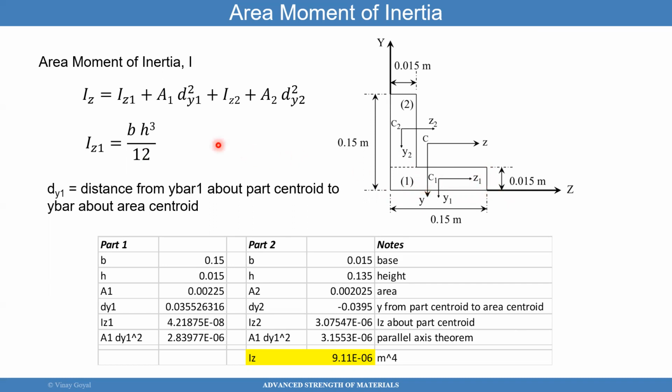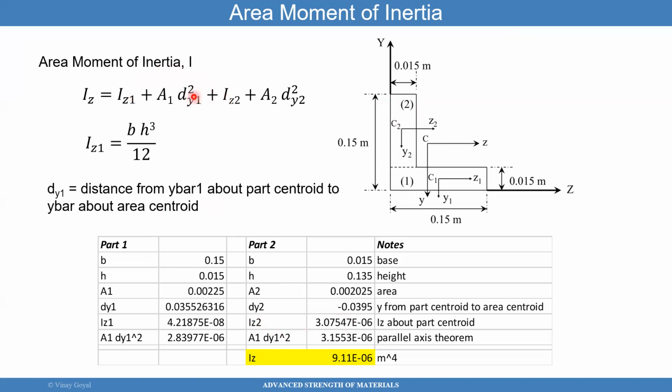And then I'll also calculate the moment of inertia for part 2, which is also using the same formula, but now the base is this width, 0.015, and the height is the one that goes from here to here, which is 0.135. So 0.015 times 0.135 cubed gives me the moment of inertia that you see here, IZ2. So I have IZ1 calculated, IZ2 calculated.